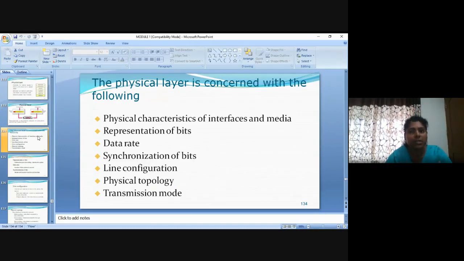It is also concerned with other things. One is the representation of bits. What type of encoding I have to make use of? What is the data rate? How fast can I transmit the data?